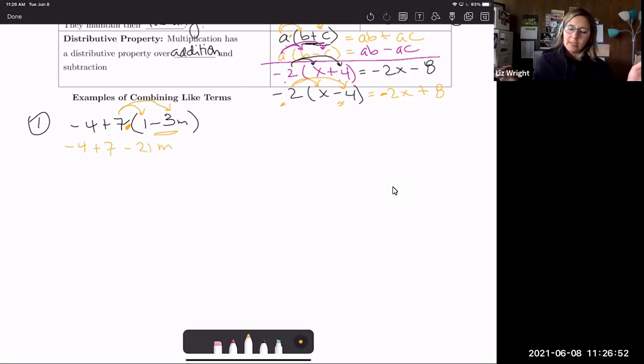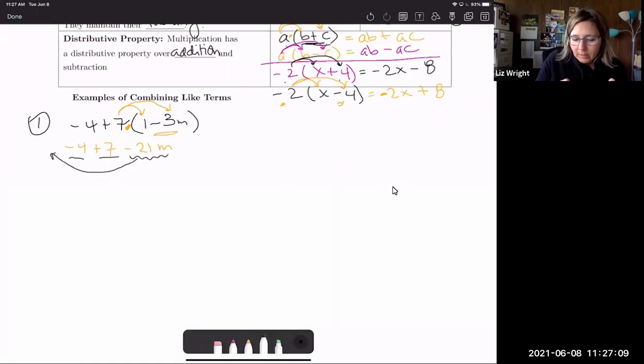Now you look across and you see, are there any terms I can combine? Yes. And then how do I write it in alpha descending order? Well, I'm going to use my commutative property, and I'm going to bump -21m to the front. And I'm going to write -21m. And then I'm going to do -4 plus 7, which is going to be +3. And that's your final answer for that one.